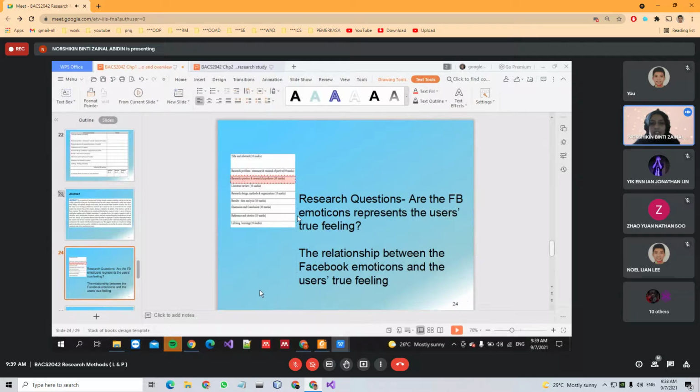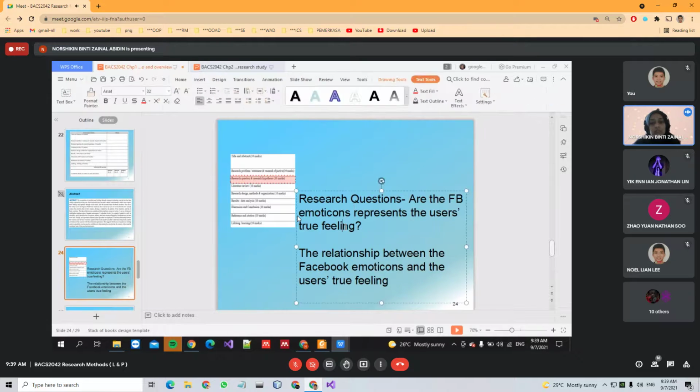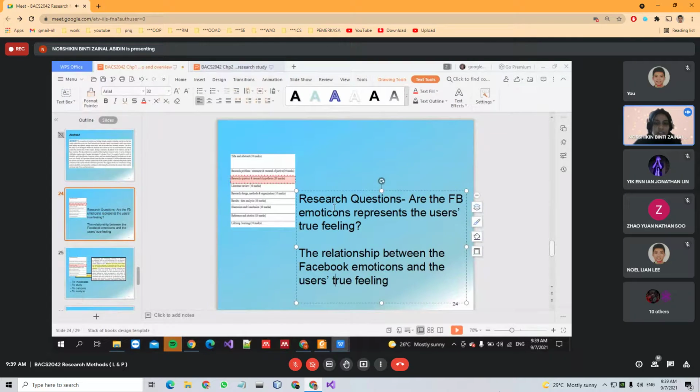Based on this title, you can come out with the research question, not necessarily from the research title, but we can guess sometimes. But the research question is something that you want to answer. So from this title, we want to answer, is it really true that Facebook emotion is representing the user's true feeling? So that's the research question, or that's what you want to answer from your research.